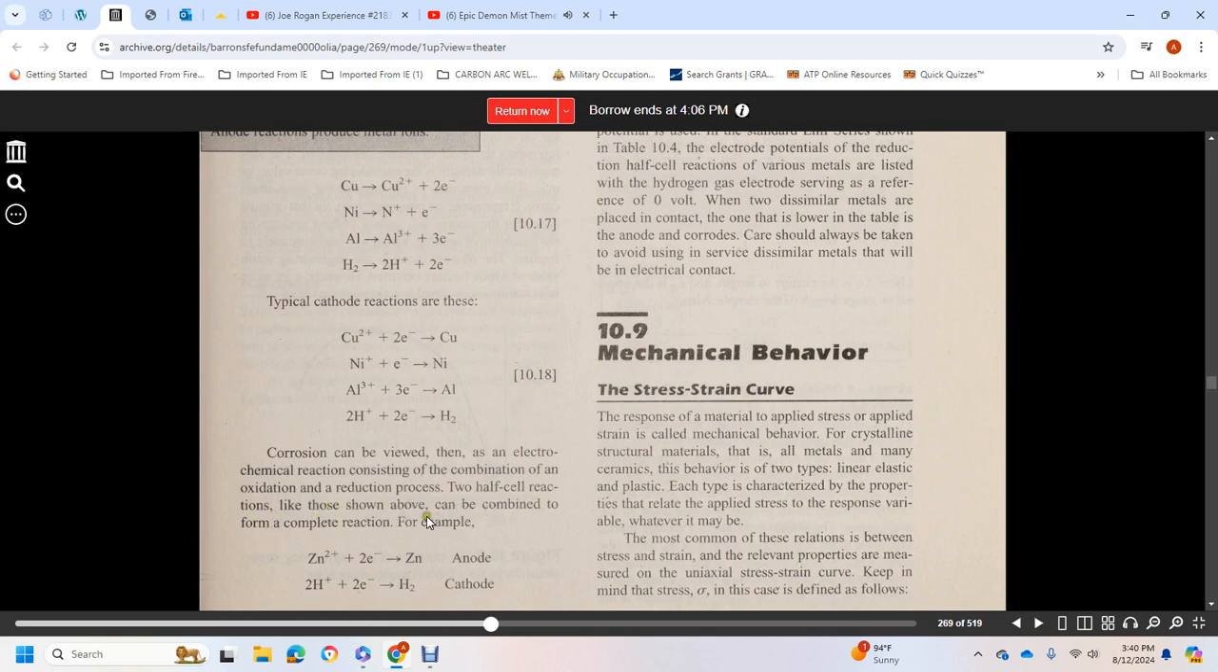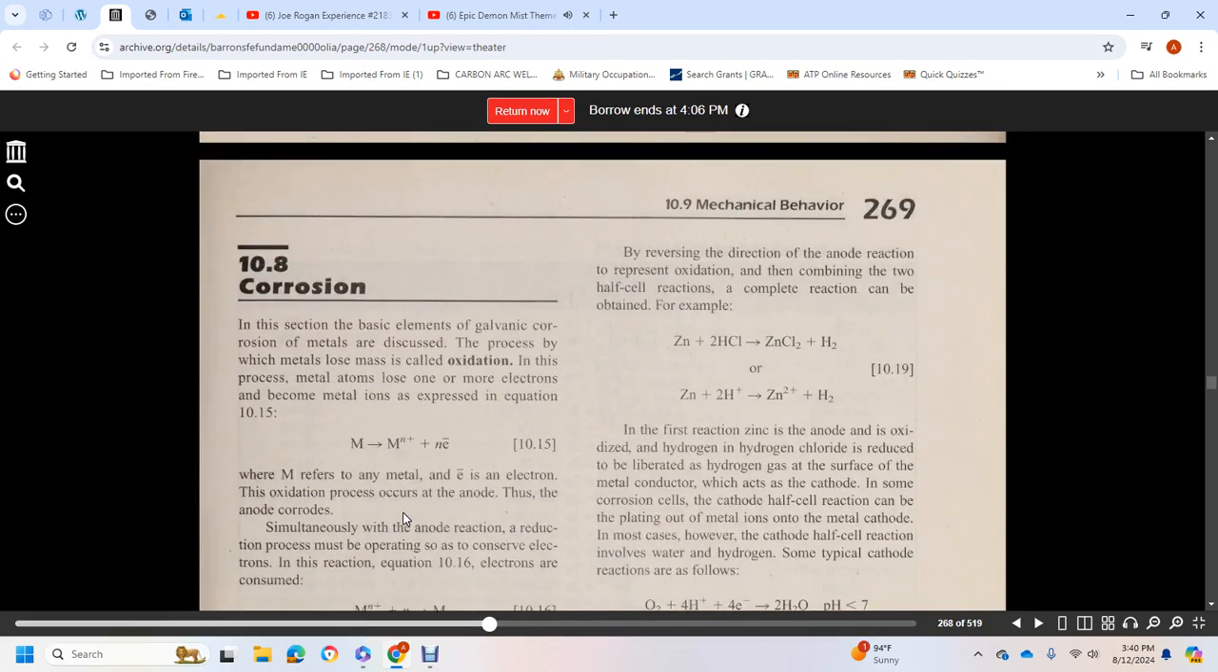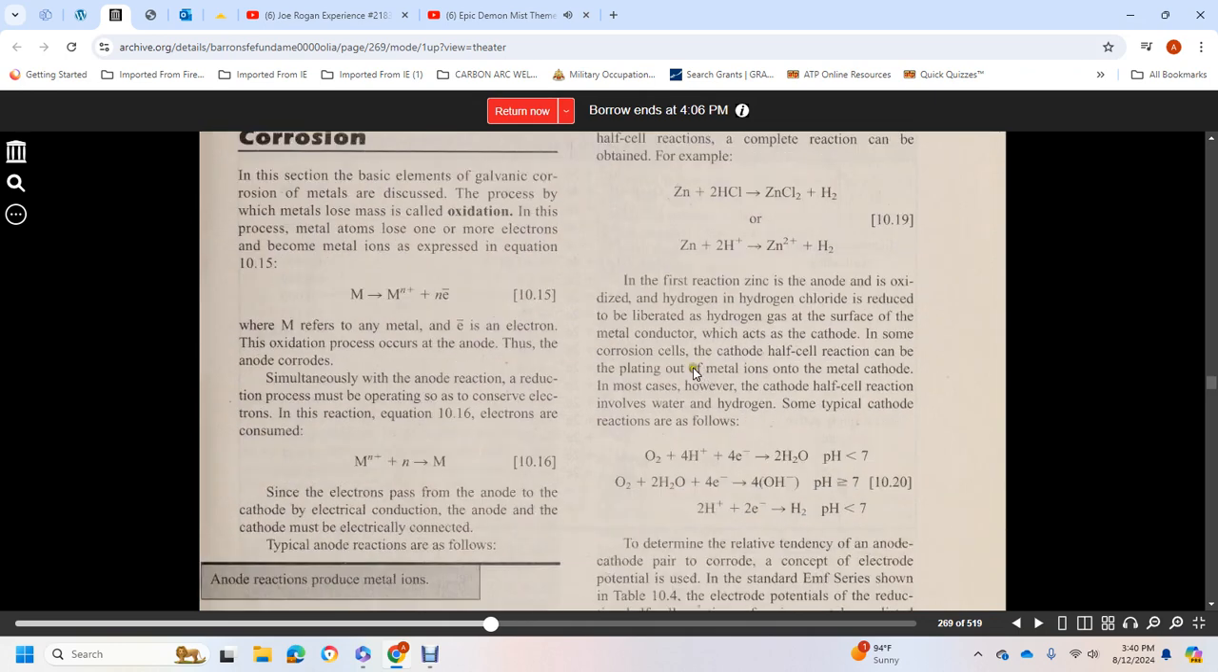For example, zinc and hydrogen, anode and cathode. By reversing the direction of the anode reaction to represent oxidation and combining the two half-cell reactions, a complete reaction could be obtained for zinc and hydrogen chloride, giving zinc chloride and hydrogen. In the first reaction, zinc at the anode is oxidized, and hydrogen ions are reduced, liberated as hydrogen gas at the surface of the metal conductor, which acts as the cathode in some corrosion cells.